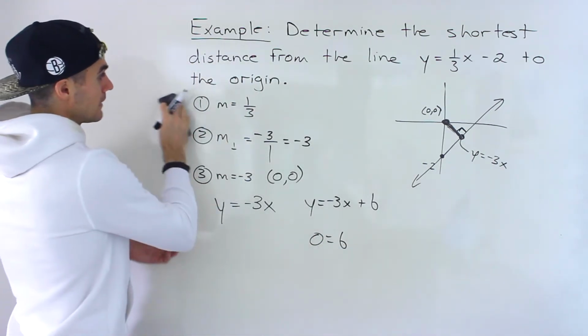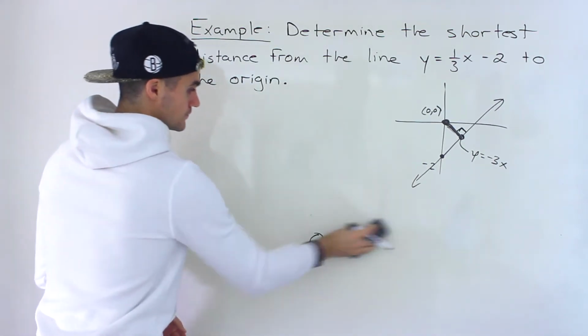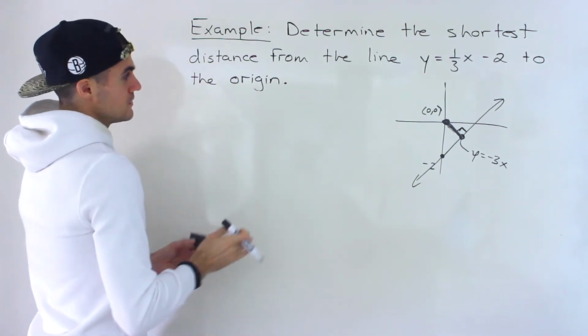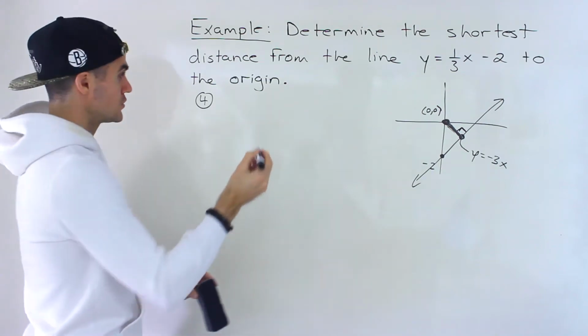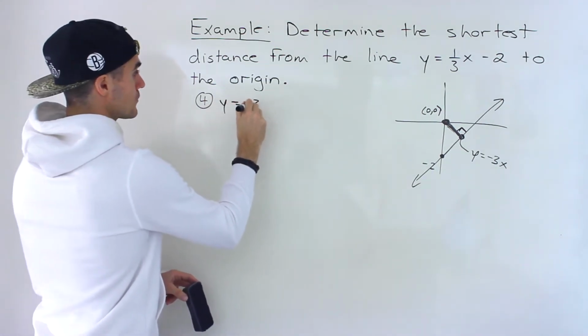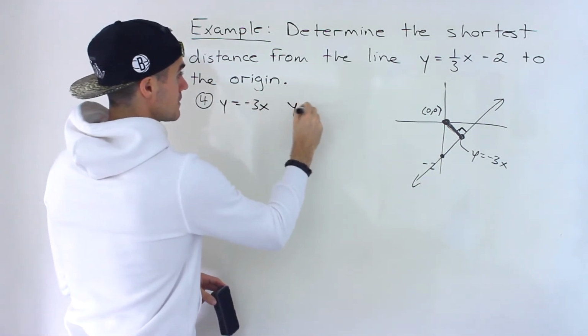So we have that line, we have the original line, and what we do now is we find the point of intersection between them. So we got y equals -3x. Let me write out these lines here.